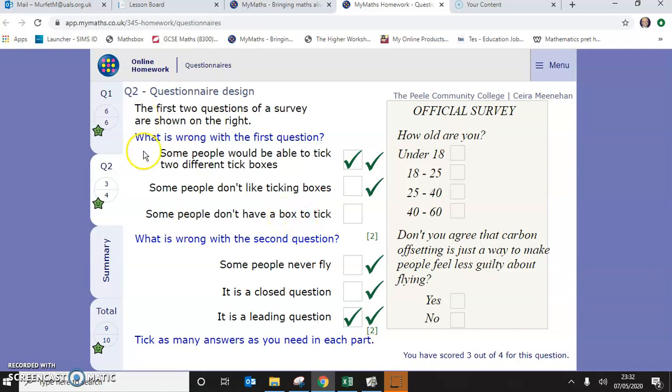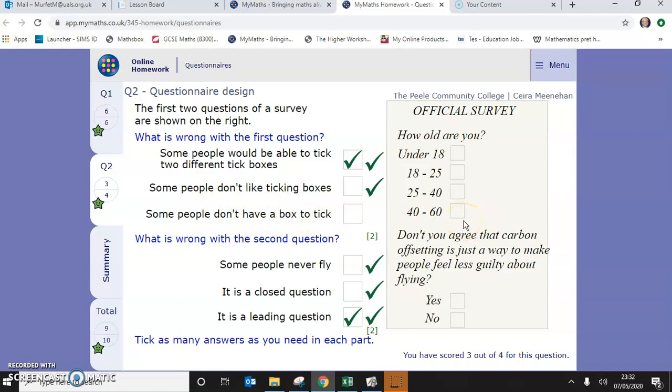So, what's wrong with the first question? There's 2 marks. I've ticked 1 box. Okay, so that might suggest, especially if you've got a multiple choice question, if there's 2 marks for it, it might be that there's more than 1 answer. Now, it's very poorly written question because on here it doesn't say, tick the correct boxes. Okay, so some people will be able to tick more than 2 different boxes. That's fine. Some people don't have a box to tick.